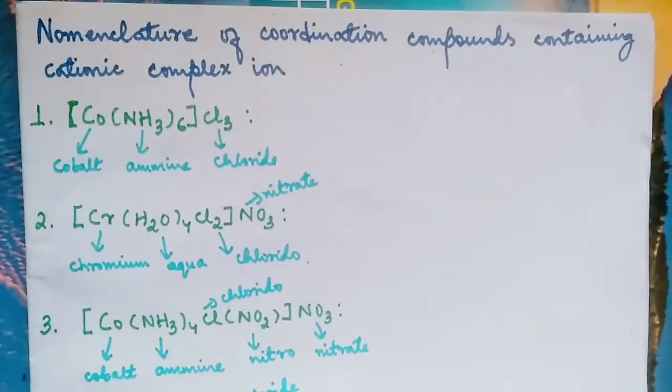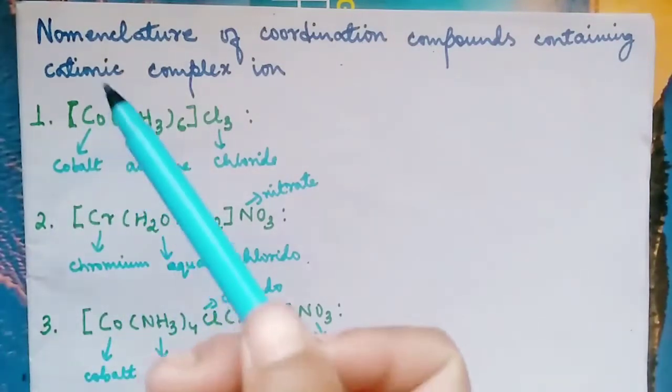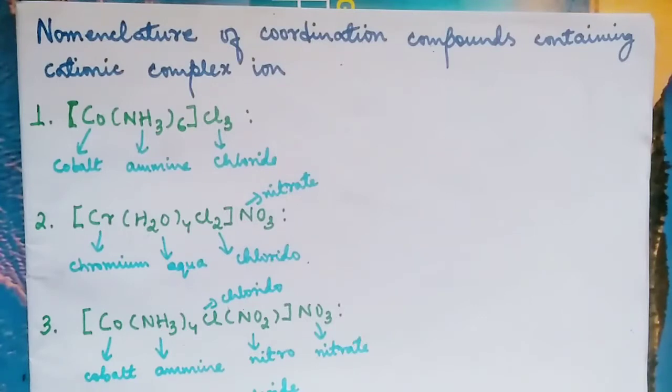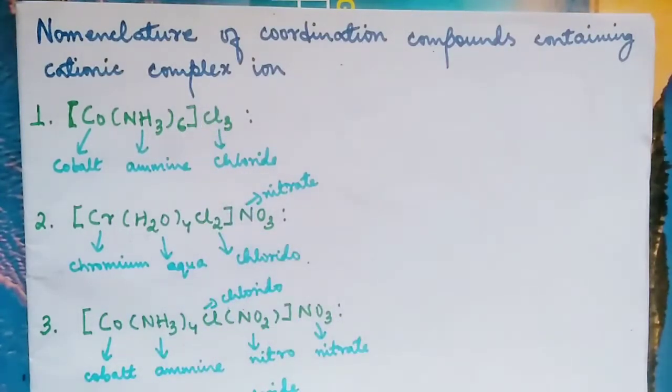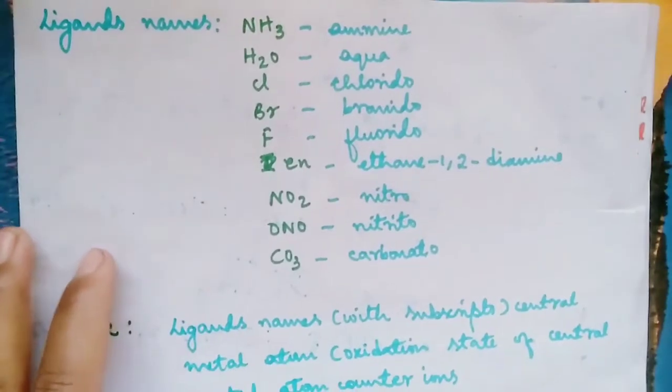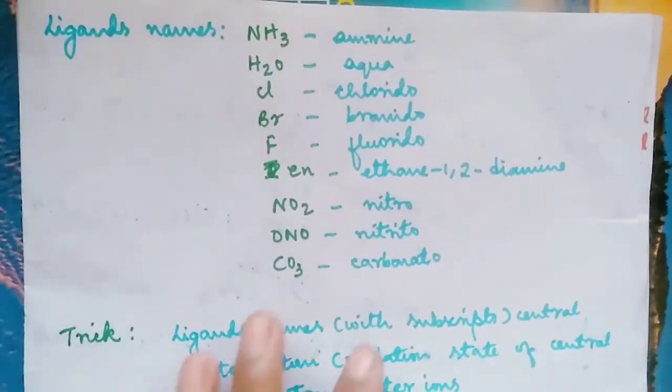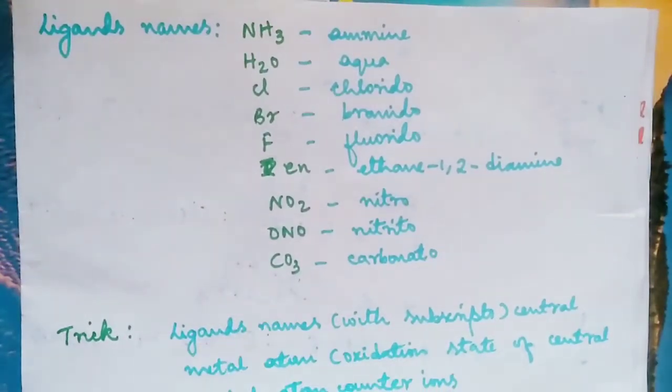In this video, I'm going to explain how to name coordination compounds containing complex ion. These are all examples of coordination compounds containing cationic complex ion. So before coming to this one, let's come first to this important one to be used while naming coordination compounds.